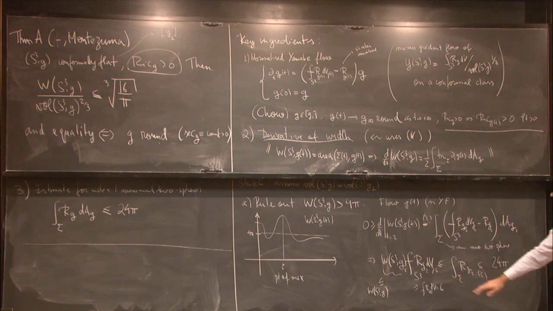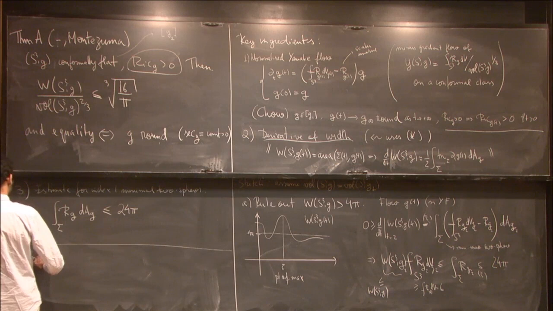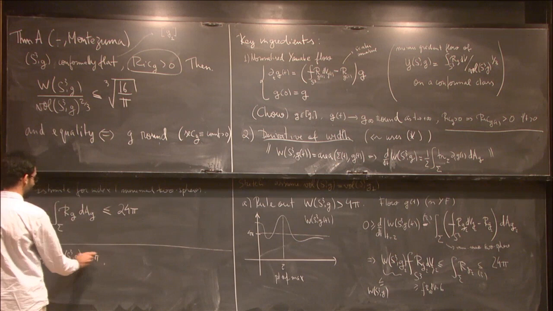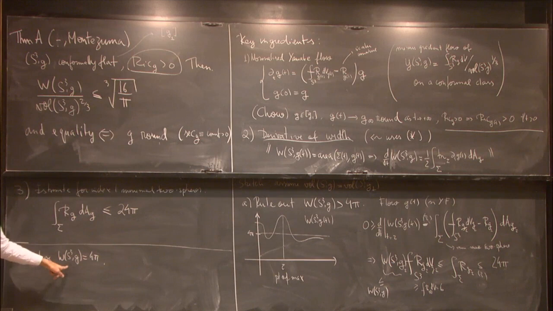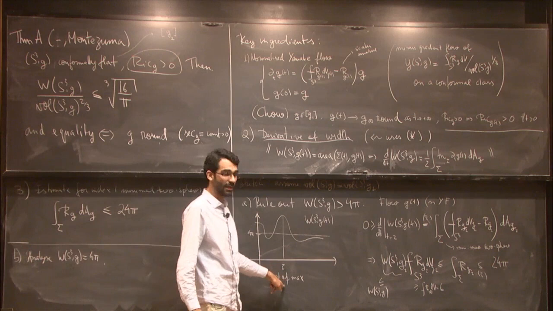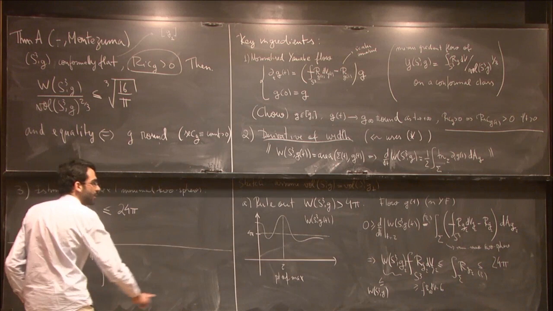So all that remains to prove is to analyze the rigid case. What happens if I start at a metric with width 4 pi? Well, then, by case A, if I flow, the width is never going to be bigger than 4 pi. So the initial metric is a maximum. So this analysis that I did at time tau holds for time t equals 0. So by the previous, this inequality here is true at time 0.